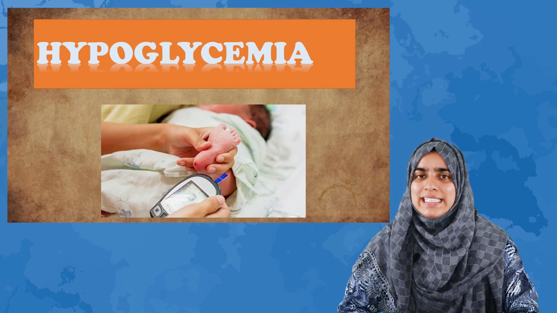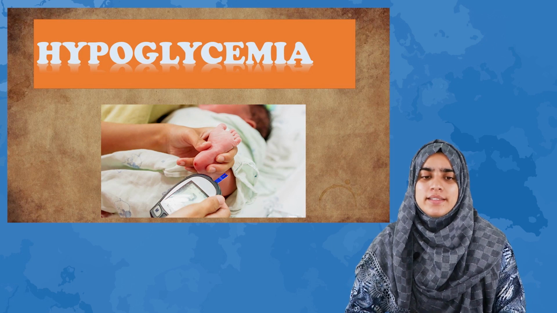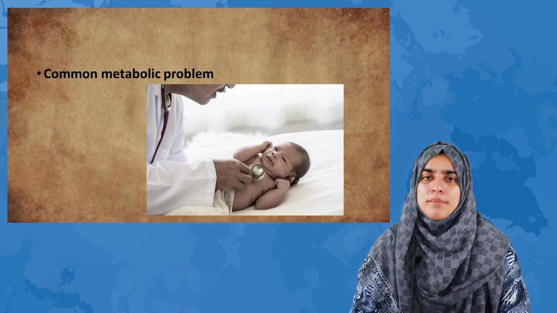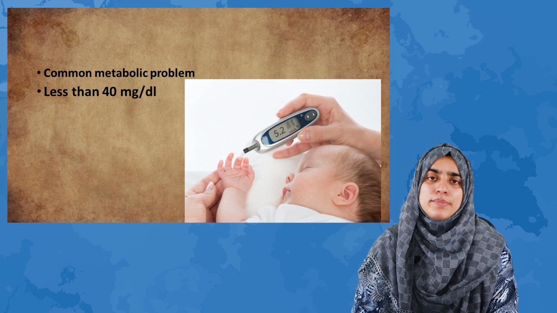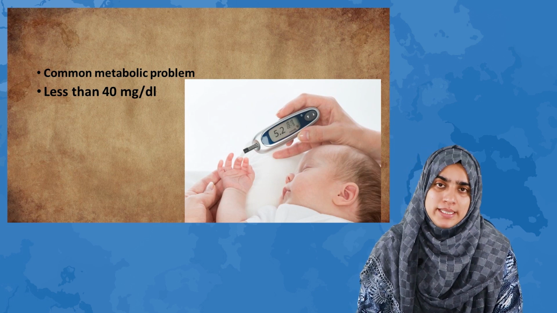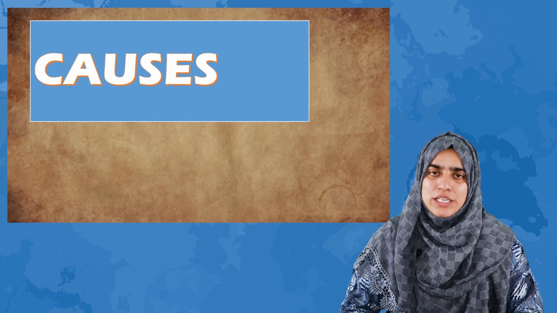Let's talk about another condition which comes under this physiological factor, that is hypoglycemia. Hypoglycemia is the most common metabolic problem which is seen in the neonates. In children, a blood glucose level of less than 40 mg per deciliter represents hypoglycemia. What causes this hypoglycemia in children?